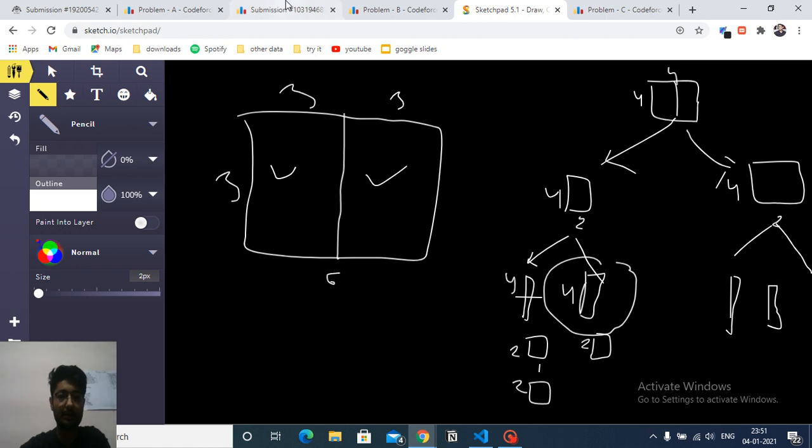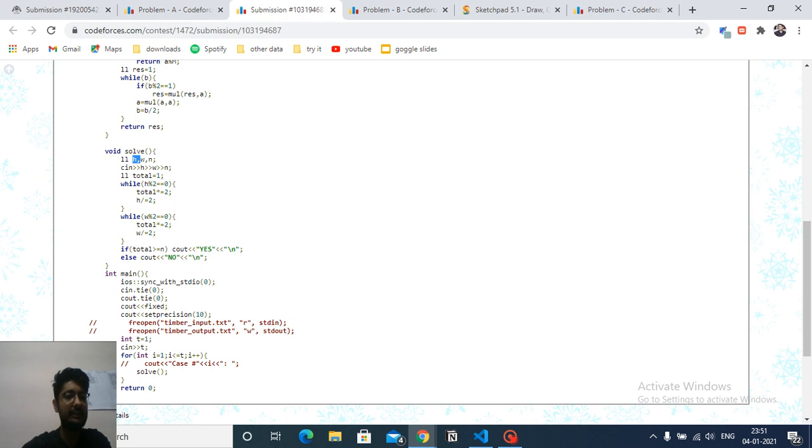I'll move on to the code part now. Take the input of h, w and n. You have to check whether the total number of papers after all this iteration becomes greater than or equal to n or not. Initially, because there's always one paper at the start, total is equal to 1. Now you'll do a while loop such that if h, the length of the paper dimension, is even, then it can be cut into two halves.